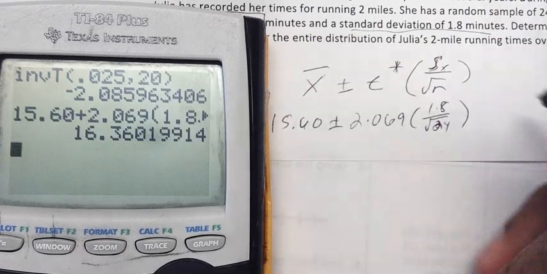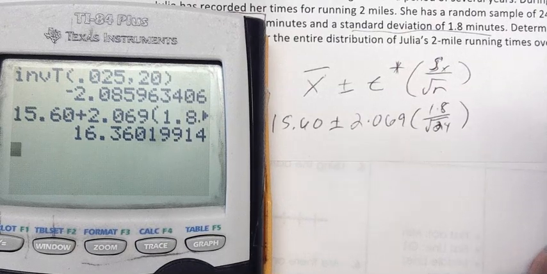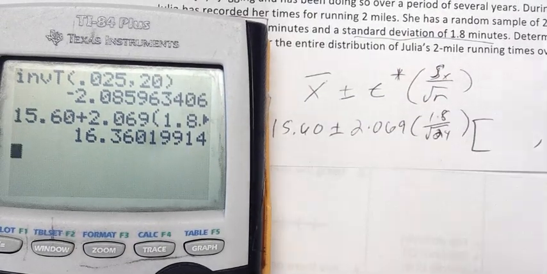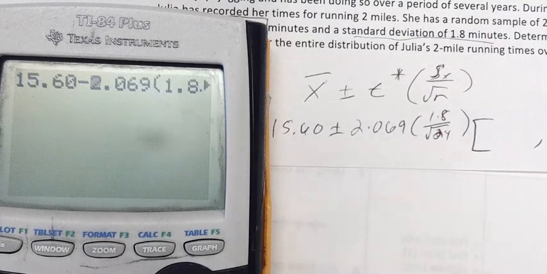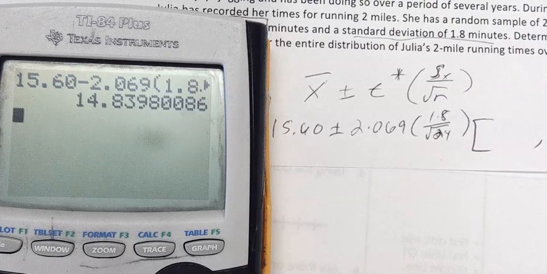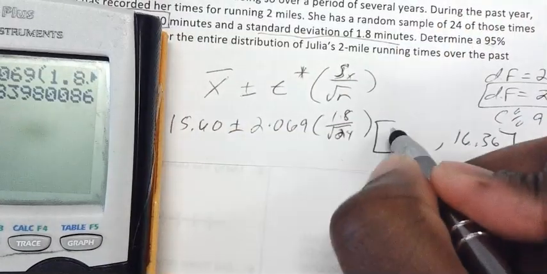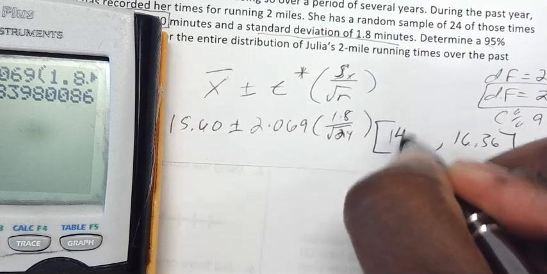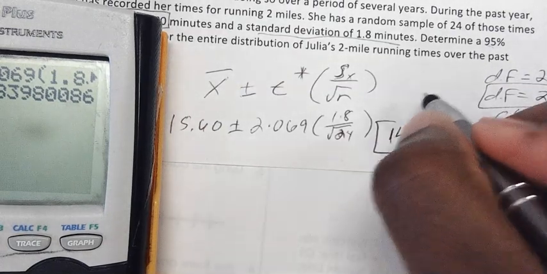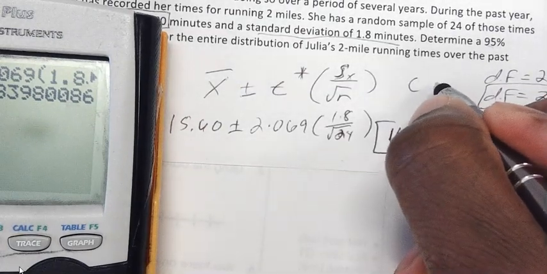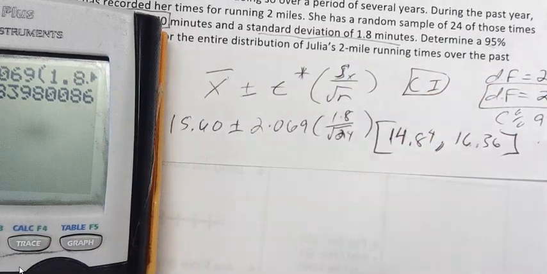And on the high end, we have 16.36. And on the low end, we take that same equation, use subtraction instead. So on the low end, we have 14.84. All right, so that would be the confidence interval, given that T value for the population.